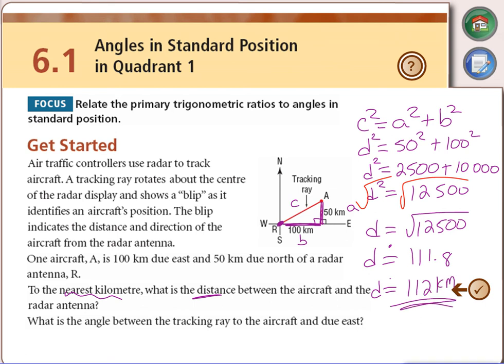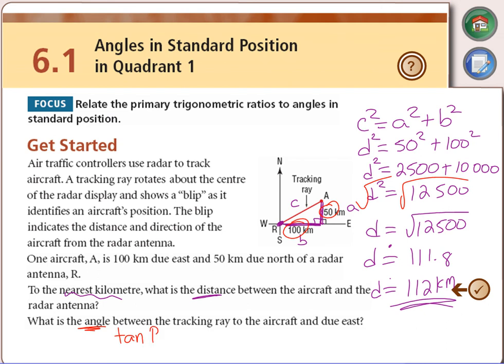Now we're looking for the angle between the two of them. That brings in our trigonometry. So we have all three sides. However, use the sides that they give you. They gave you the opposite and the adjacent. Use those two sides, not your value that you've calculated, especially since you did round that number. Don't use a rounded number ever. So we've got opposite and adjacent. We're going to use the tan ratio.